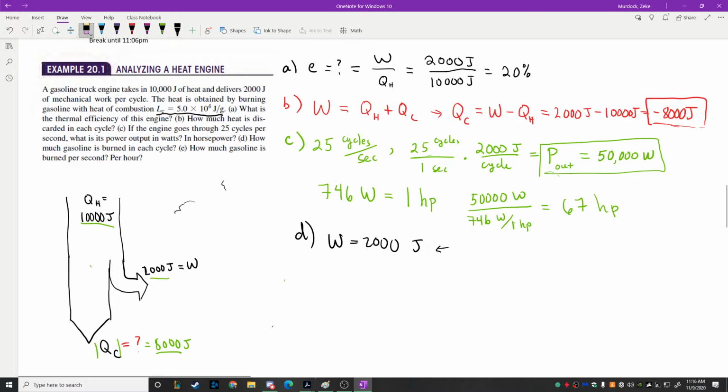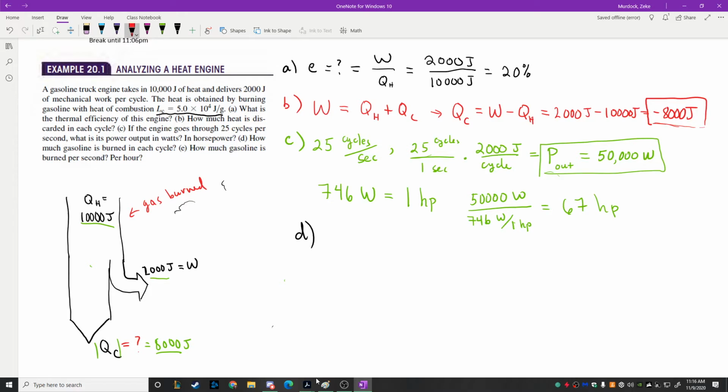So for this, we want to use the amount of energy that comes in. Because the energy that's coming into the system, this energy right here, is coming from gasoline being burned. So we want to use 10,000.